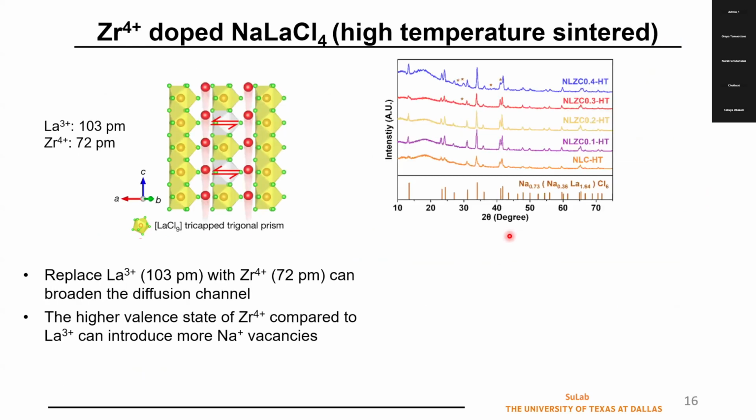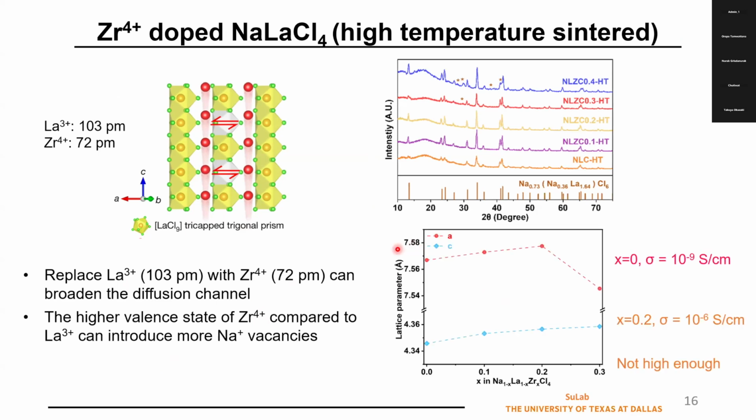To solve this issue, we try to use zirconium doping to replace the lithium. The reason is zirconium has a smaller radius. Compared to lithium at 103 picometers, zirconium is only 72 picometers. So this can extend the channel size to allow the sodium occupation. And second, zirconium 4+ has a larger valence compared to lithium, so this will introduce more sodium vacancies in the structure.